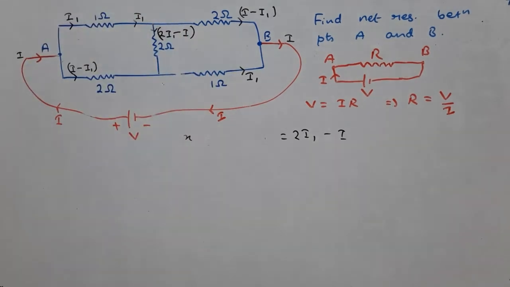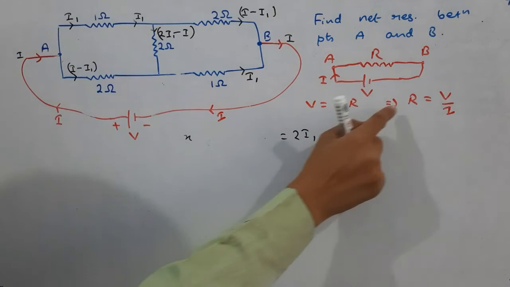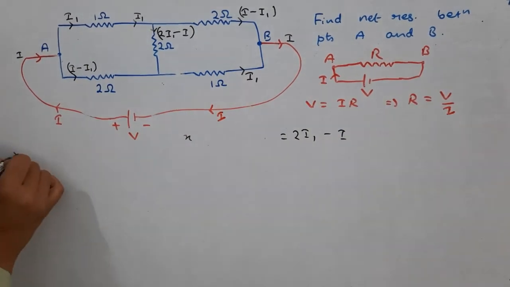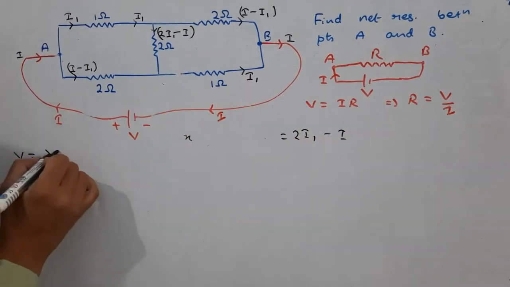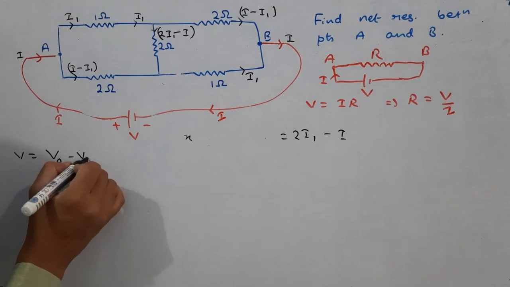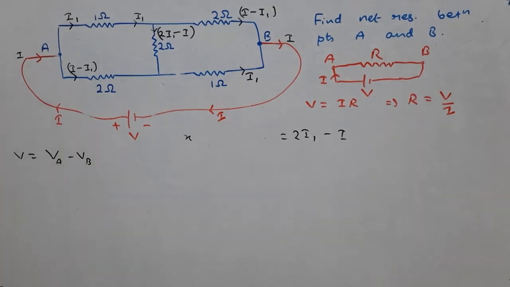This is the current distribution across different resistors. Now what we'll do, we have to find this V and I. So V, what is V? V is the potential difference between the points A and B. So V is VA minus VB.